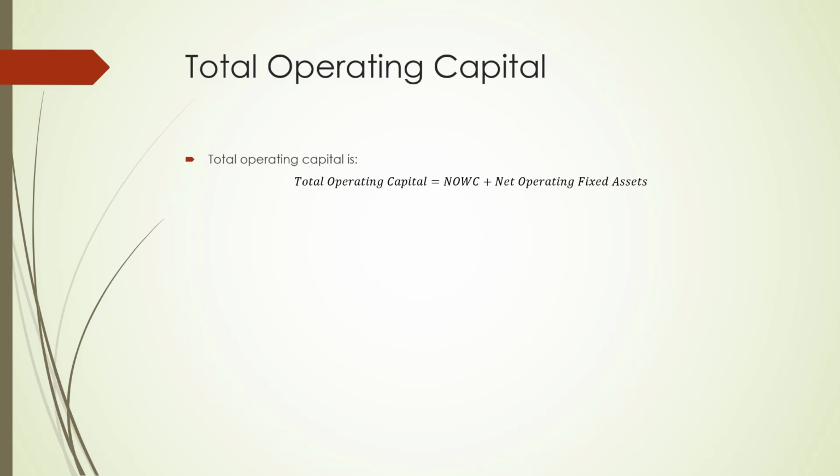Now notice that I'm presenting this as net operating fixed assets, and I'm not including depreciation because the accumulated depreciation is already accounted for in the net fixed assets. So it's included here implicitly. So let's do this calculation. In 2017, we calculated just a minute ago that net operating working capital was $793,800, and our net operating fixed assets from the balance sheet was $344,800.